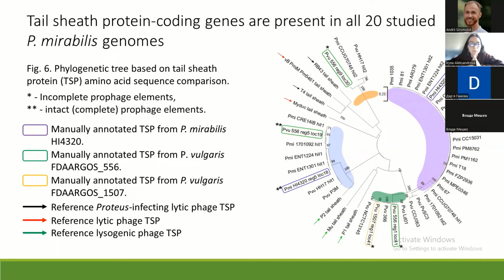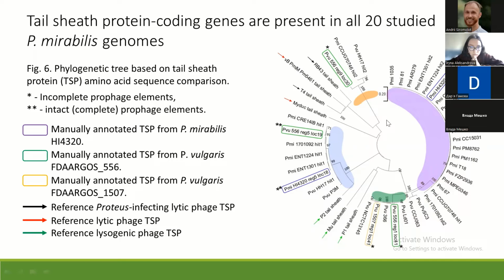As a result, we have identified the presence of tail sheath protein coding genes in each analyzed Proteus mirabilis genome, while in Proteus vulgaris, 2 genomes out of 11 did not contain any. From the obtained results, we have constructed a phylogenetic tree.